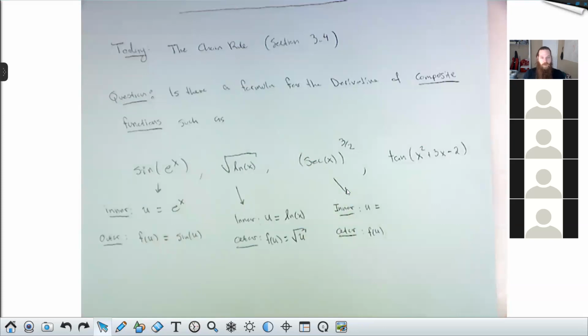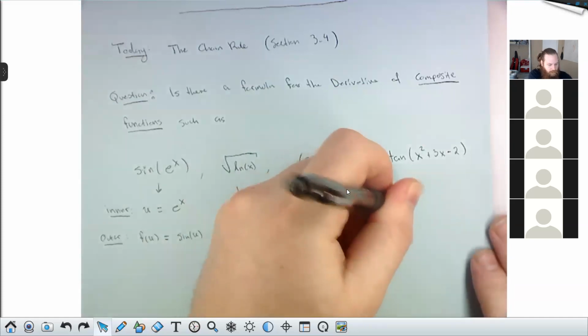Secant x is the inner. Good, yeah, secant x is the inner. And then u to the 3/2. Excellent.